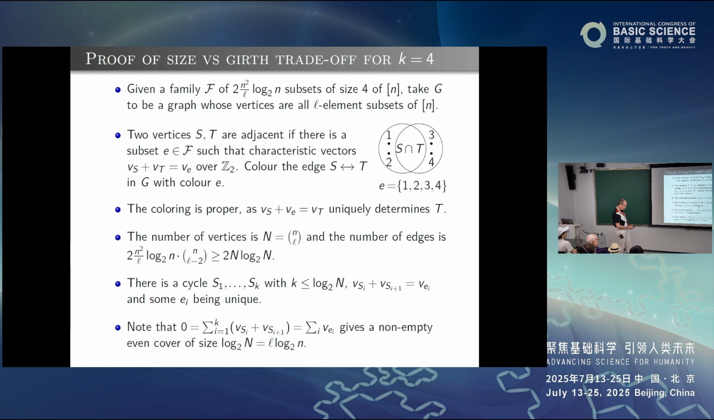So when you add it modulo 2, obviously on the left-hand side you get 0 because Si appears twice. And here you get a sum of characteristic vectors of some four tuples in your family. Now obviously this thing could also be identically 0 if every element appears an even number of times. But here is the catch: we know this cycle had a unique color. So one of these Eis appears only once. Therefore this is really a non-trivial linear combination of exactly size L log n, which proves your result, right?